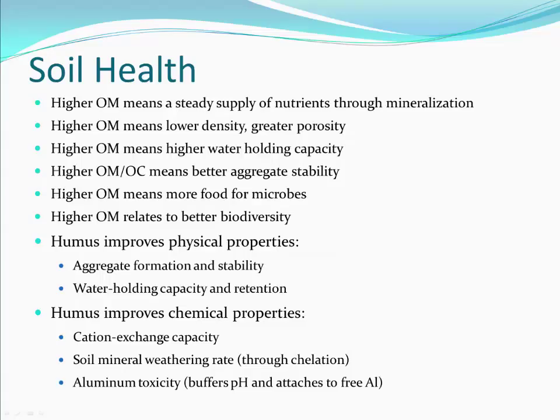Once the organic matter turns into humus, again, we have aggregate formation and stability increased, water holding, cation exchange capacity, and soil mineral weathering rate. In other words, humus actually increases weathering rate and releases minerals from inorganic sources. So not only do we get better mineralization, we get better weathering. And then aluminum toxicity is decreased because the organic matter buffers the pH and it attaches to free aluminum and so makes it less available to plants, less toxic.